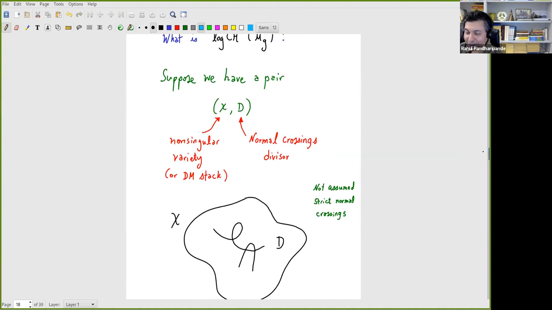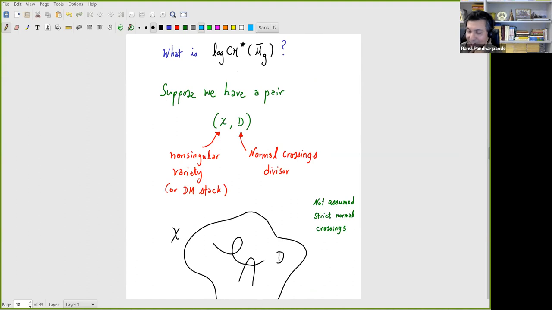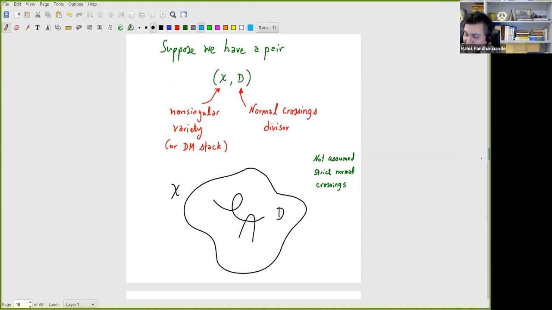So log Chow, first, what are we going to define the Chow ring of? We need to have a pair. The simplest one is a non-singular variety. Of course, all of our non-singular varieties are actually going to be Deligne-Mumford stacks, but we leave that aside. And then a normal crossings divisor, that's going to be the input. It's not assumed to be strict normal crossings, because that's not what we're going to have. Like for Mg bar, it's not going to be like that.